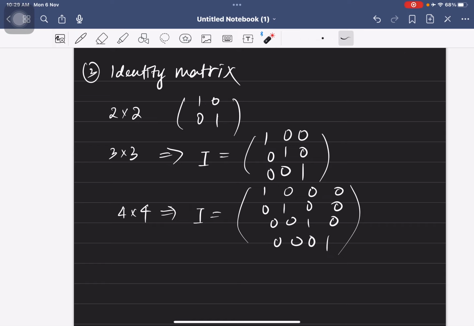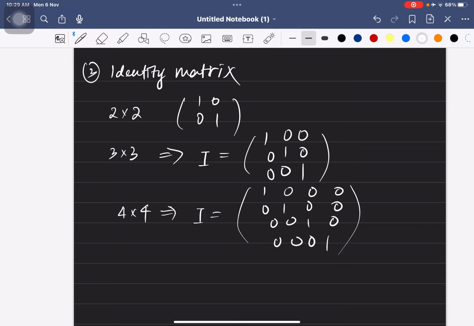The leading diagonal is all filled up with the number 1. The rest are all 0. This is what we call identity matrix. And it's usually denoted by the letter I. Identity matrix, I refers to identity.